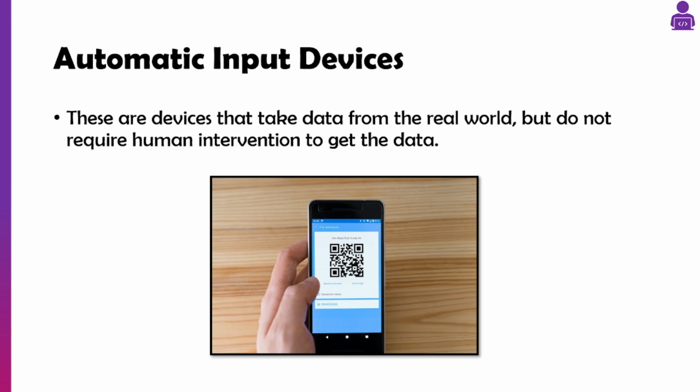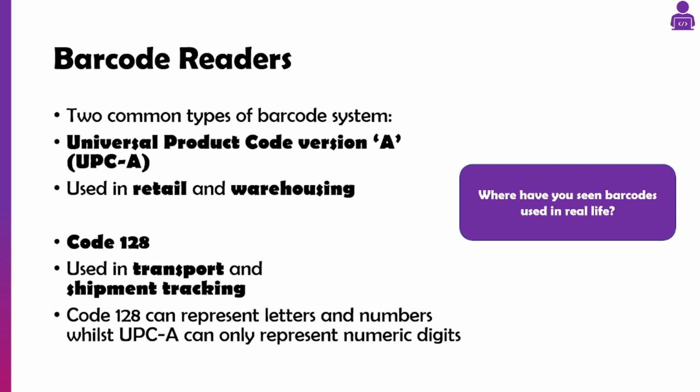Then you've got automatic input devices. So these are ones that don't take human intervention. So we've got barcode readers are one. So there's two sort of types. You get ones that are specific for warehouses and retail, which use a different format. We've then got another type of barcode reader, which is used in transport and shipment. You don't really need to know the difference between these two.